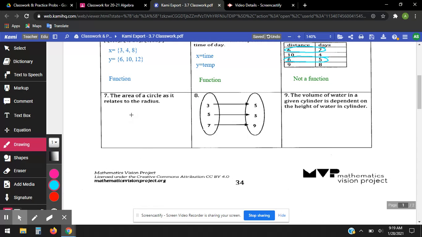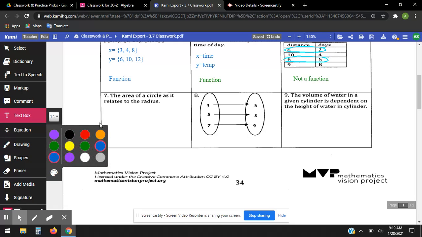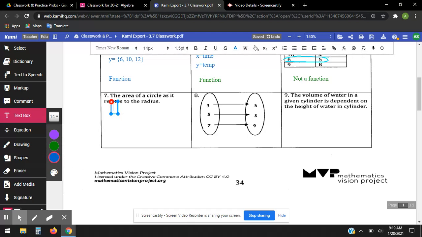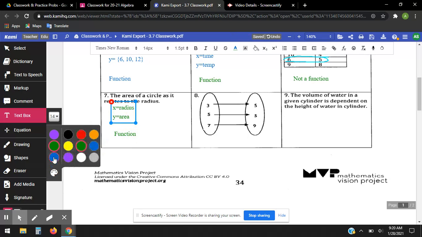Okay, the area of a circle as it relates to its radius. Well, I have to know my radius before I can figure out my area. So x is my radius, y is my area. If I have a radius of 3, do I only get one area? If I have a radius of 4.8, do I only get one area? Yes, I do. So this is a function. Change that to blue so we're keeping consistent.